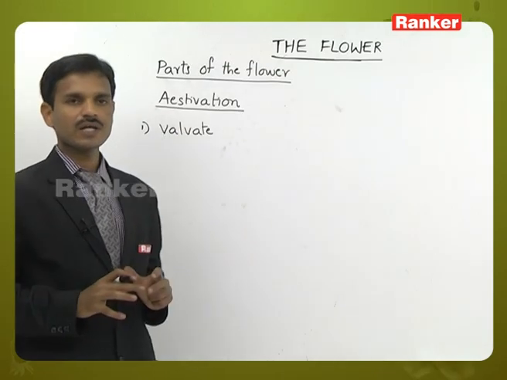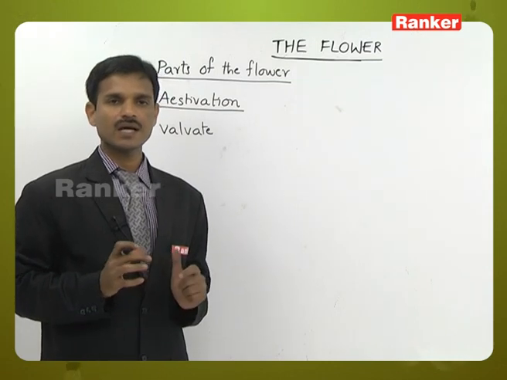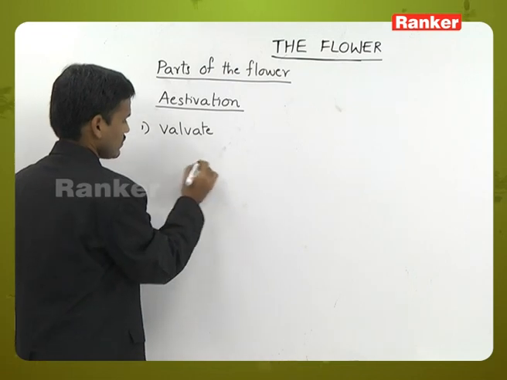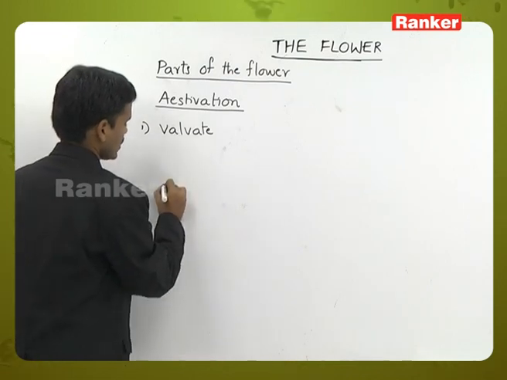Valvate type of aestivation: in this, the sepals or petals are touching each and every sepal or petal. They are arranged in one whorl and they are touching each other.